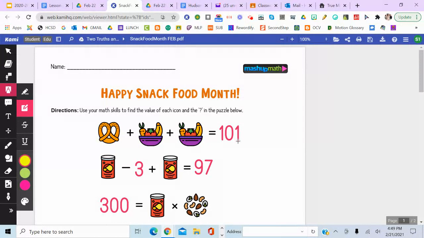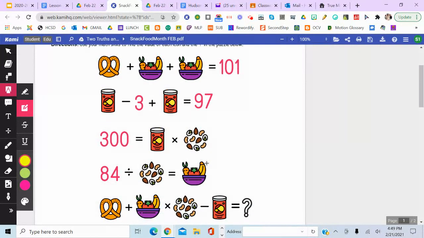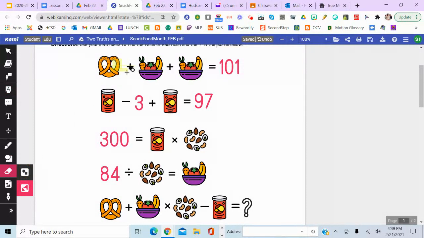All right, so here we have some number sentences, and we have to solve for these missing parts. So the pretzel has a value, the vegetables have a value, the potato chips have a value, the nuts have a value, and our task is to figure out what the value is. So we have to figure out where we can start. We have to figure out which one of these number sentences will actually allow me to figure out the value of one of the symbols so that I can use that to solve the rest of the number sentences.